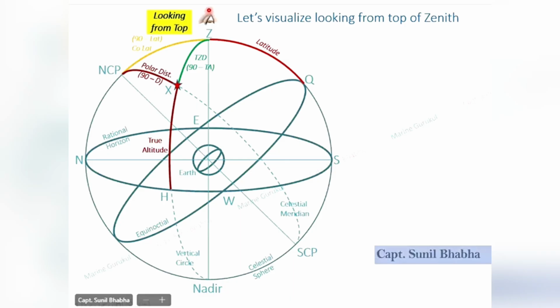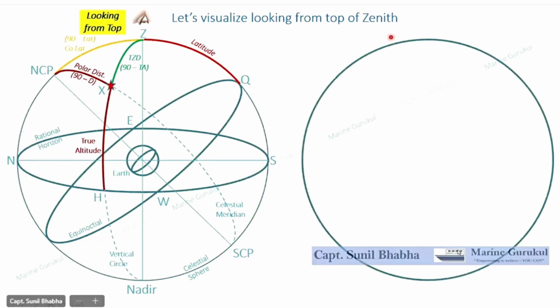Now first of all, the celestial sphere looking from the top is going to look like a circle again. So it will appear like a circle as you see on the right hand side of the screen. When you are looking from the top, the circle which we have made is basically the rational horizon of the observer. The circumference of the celestial sphere will be the rational horizon of the observer.